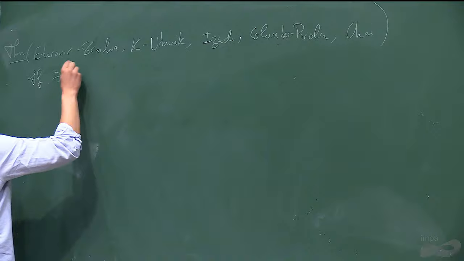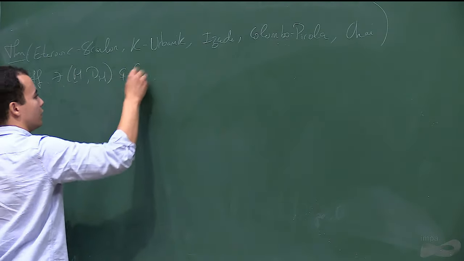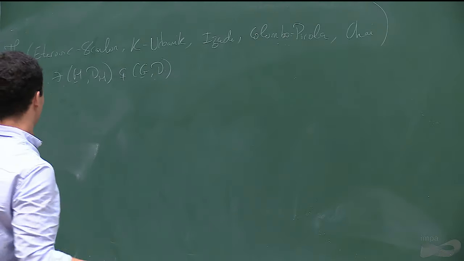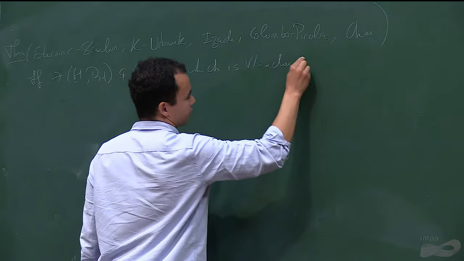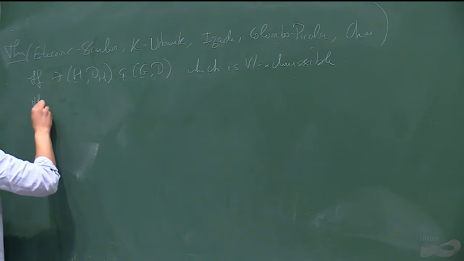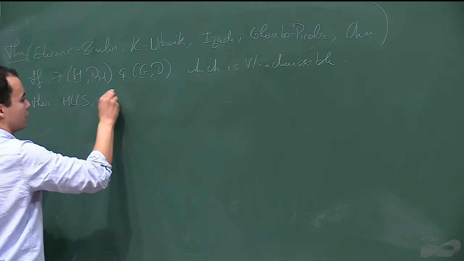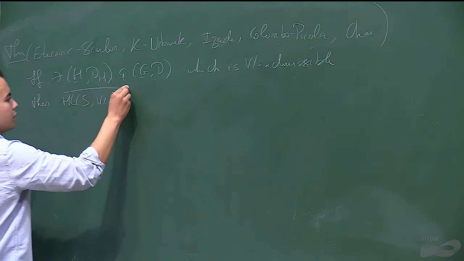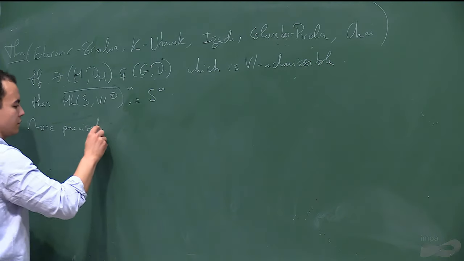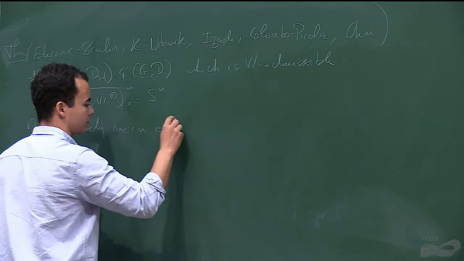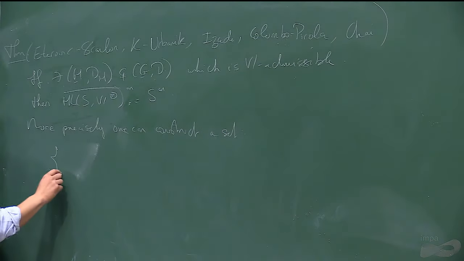Okay, so it says that if there exists some H inside of G, a strict sub-Hodge datum of G, D, which is readmissible, then the Hodge locus of the variation is dense. So if I have a readmissible sub-Hodge datum, then I can construct a dense set of components of the Hodge locus, but I can't assure that they are typical. However, I can say this more precisely. One can construct a set. Let's call it C.